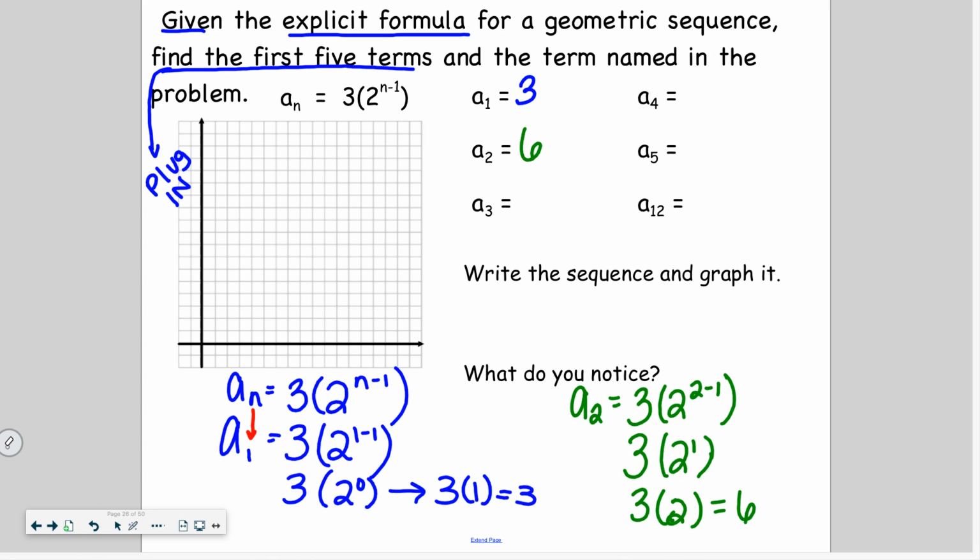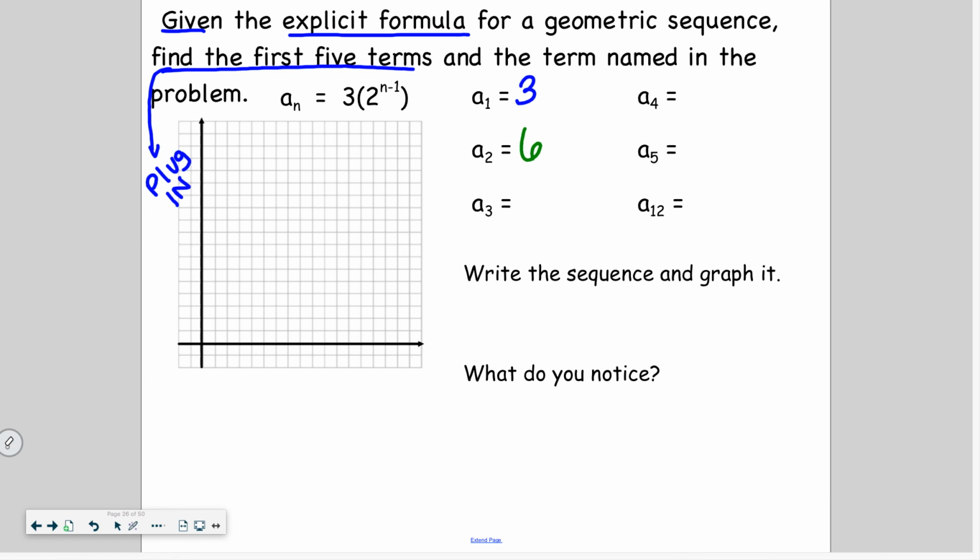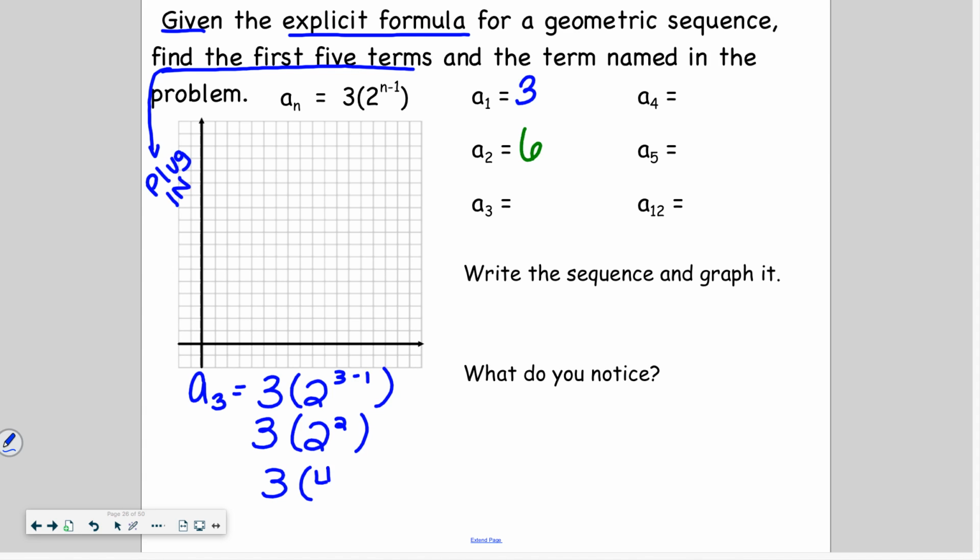I'm going to erase this because I don't have as much room and I'm writing a little bit bigger. Let's do a sub 3. So a sub 3 is equal to 3 times 2 squared. You could actually put this in the calculator. You don't have to do it by hand like I am. 3 times 4 is 12. And if you want to pause it and try it and see if you get the same answer as I do, you can do that as well.